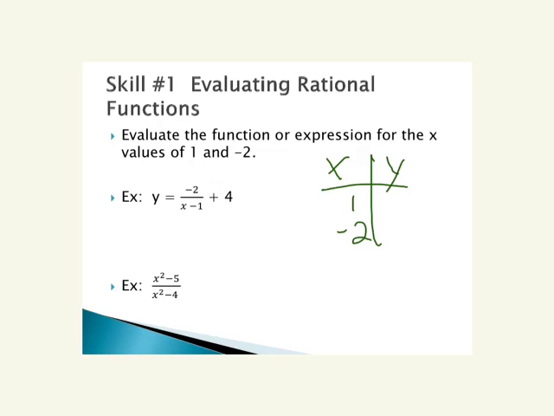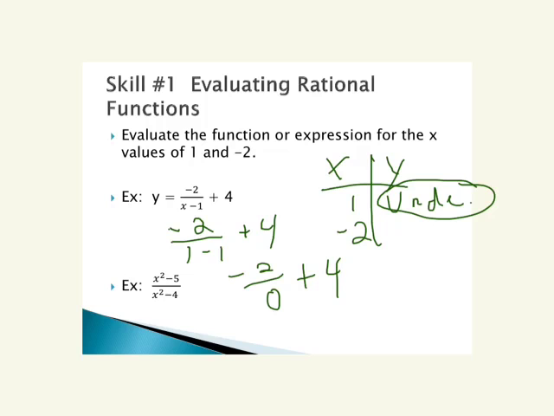Let's go ahead and plug 1 in. If we plug 1 in, we'd have negative 2 over 1 minus 1, plus 4. So let's go ahead and take care of the evaluation here. We're going to follow PEMDAS. So the first thing we're going to do is simplify the top and the bottom of our fraction. If we simplify the bottom, we have 1 minus 1, so we would have negative 2 over 0, plus 4. Now, anything divided by 0 is undefined. Remember, if 0 is under, then it's undefined. So we'd have undefined plus 4, which you can't do. That's just simply undefined. So if x is 1, the value of the function is undefined.